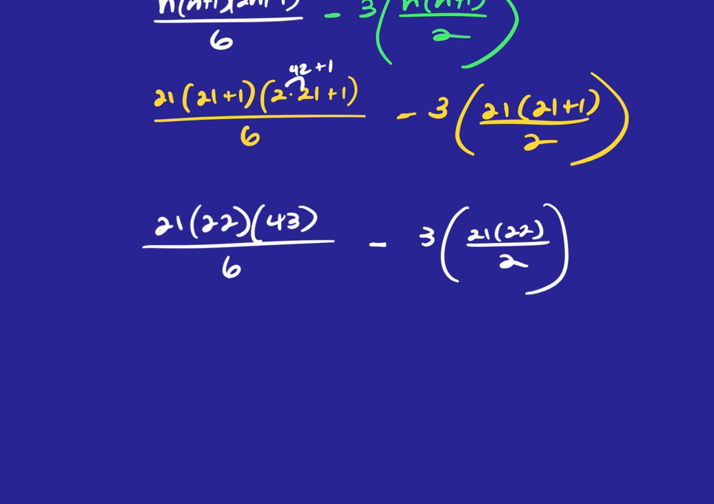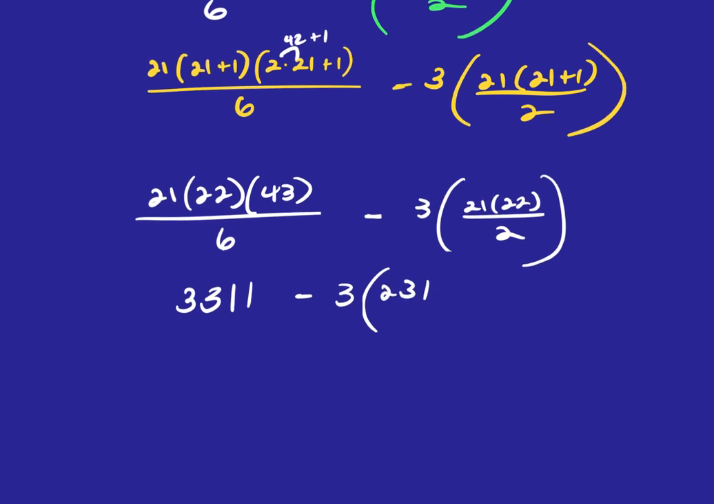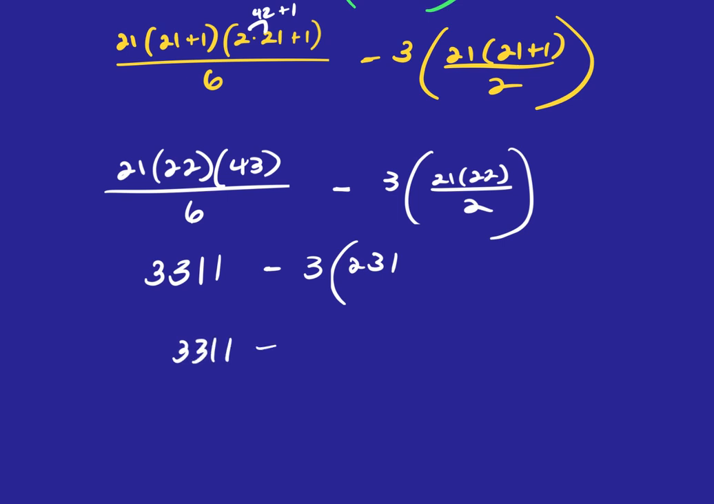21 times 22 times 43 divided by 6, this is 3,311, minus 3 times 21 times 22 divided by 2, which is 231 times 3, 693. And 3,311 minus 693, 2,618.